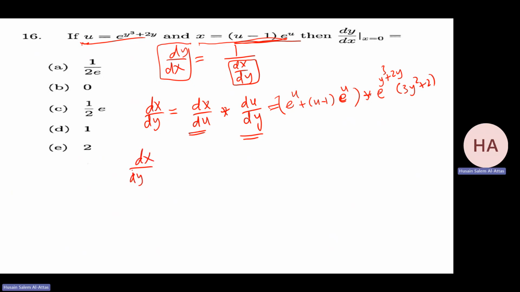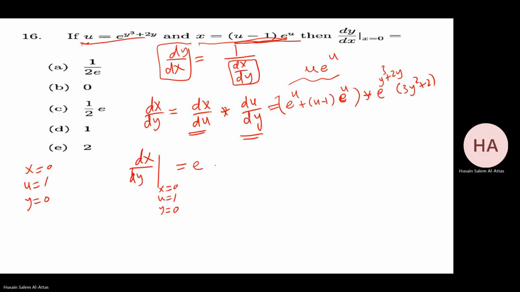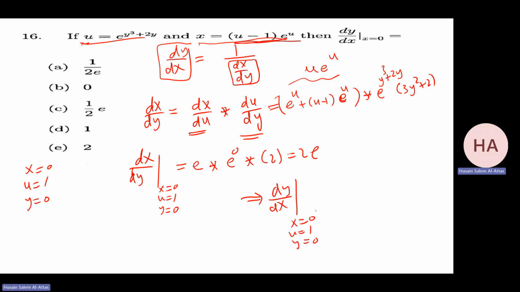Now, dx/dy, I know that if x equals 0, I have u equal 1 and y equal 0. At x equals 0, u equal 1, y equal 0, substitute. By the way, this is what? This is u e to the power u. So that will be e times e to the power 0 times 2. That will be 2e. So dy/dx at x equals 0, which means u equal 1, y equal 0, it will be 1 over 2e, which is this.